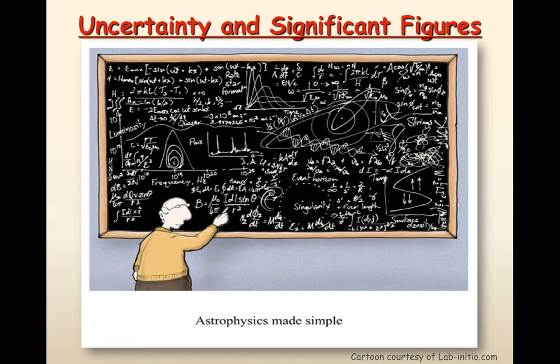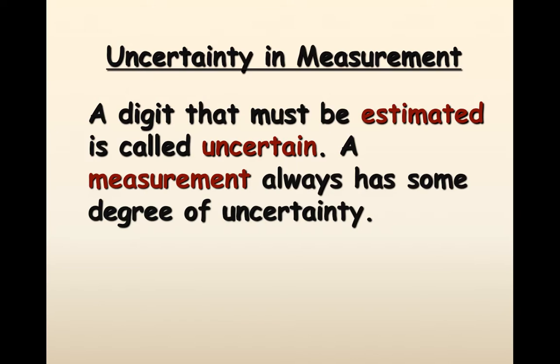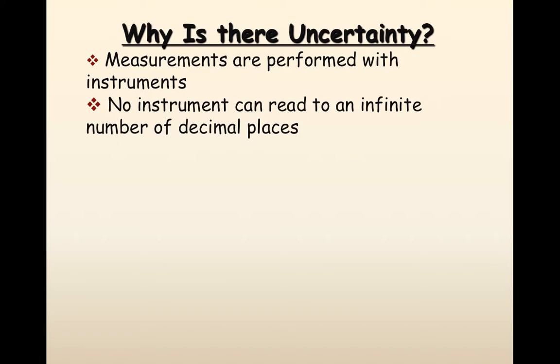We're looking at uncertainty and sig figs in this PowerPoint. This is a recap, and so things that you should know. The last digit of every measurement is an estimate and therefore uncertain. So all measurements have uncertainty.